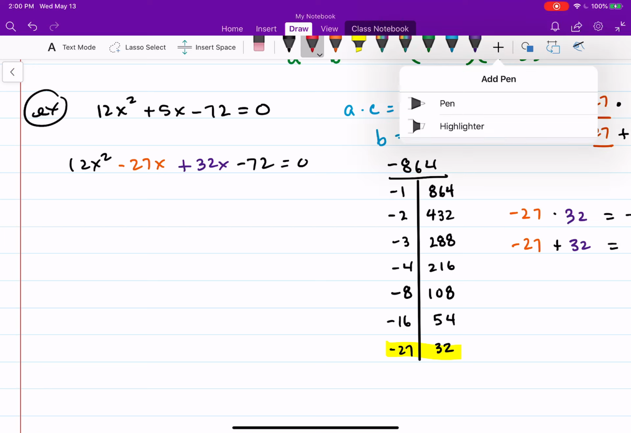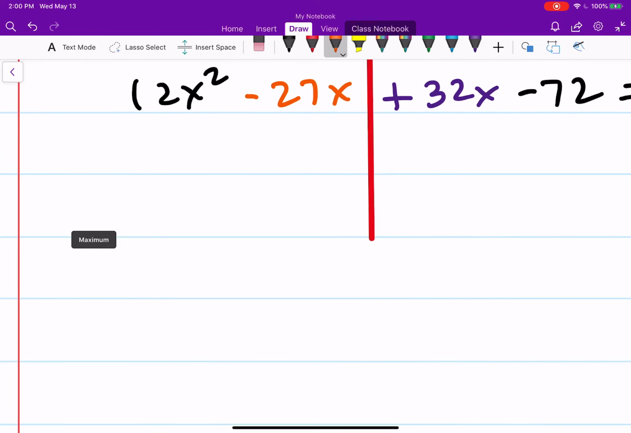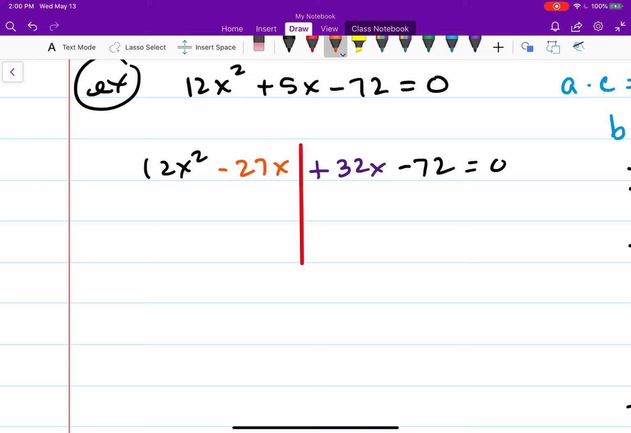Then I got 4 terms. I need to factor by grouping, all right? So I need to look at what's the GCF on the left side. What goes into 12 and 27? Let's try 3x. What do I have left? Oh, I'm sorry, that's the 12. So I have a 4x minus 9.